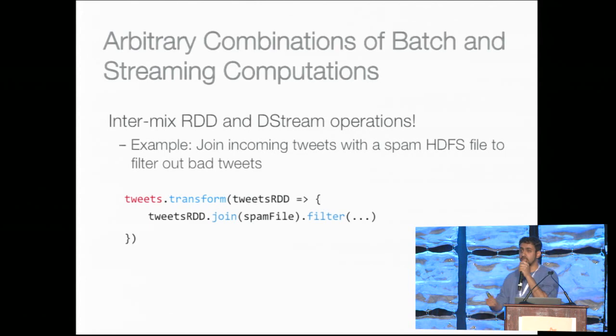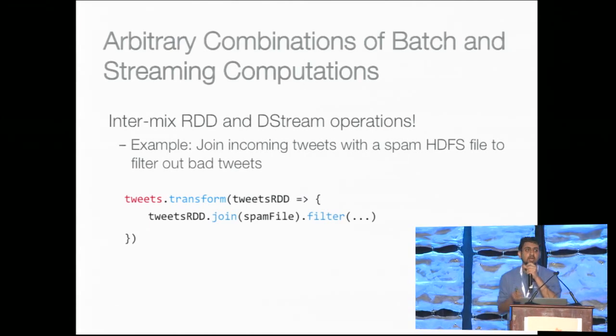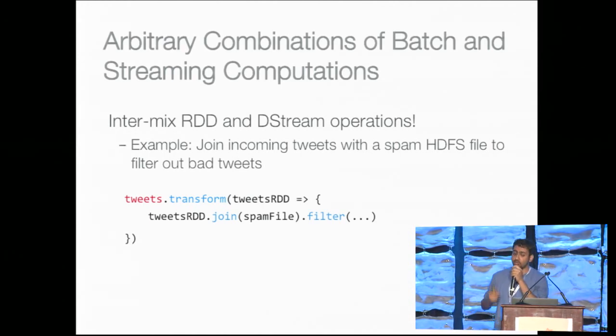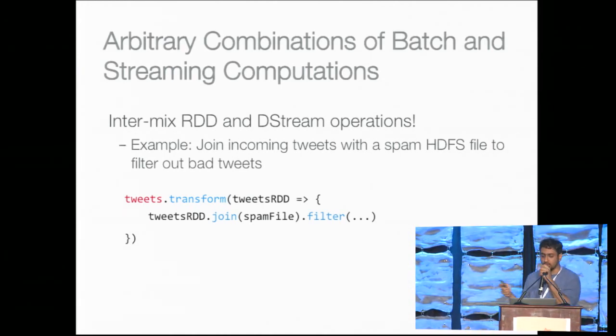For example, let's say you have the tweet stream, and you want to filter out tweets that have some spam hashtag in them. You have a file in HDFS which has all the spam hashtags, and you want to join the stream with the file. You can do that very easily using the transform function as shown, where you define the function that for every tweets RDD from the tweets DStream, I'm going to join it with this spam file and filter out the results after the join.